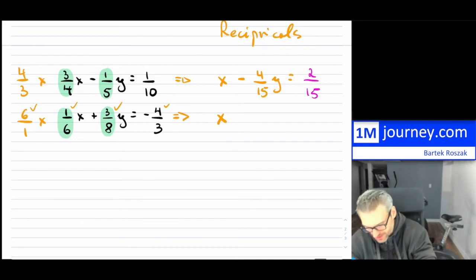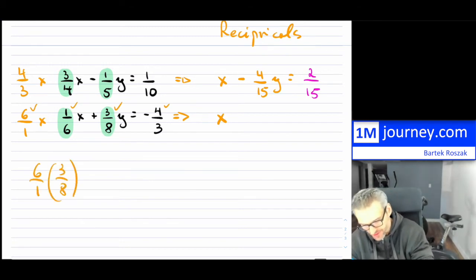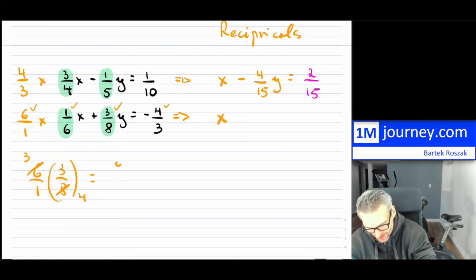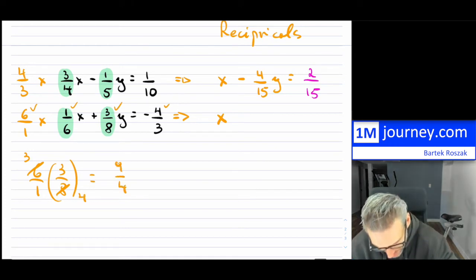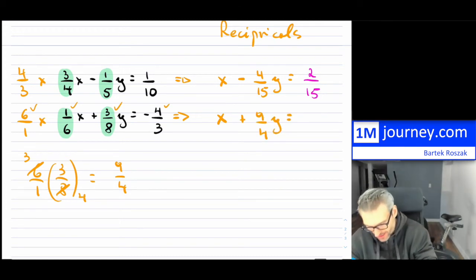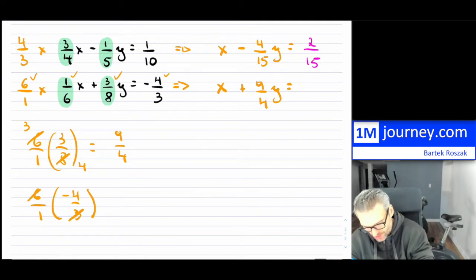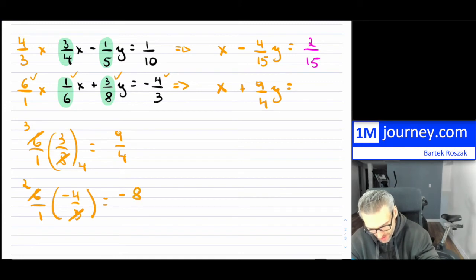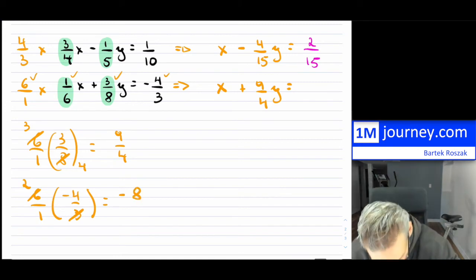Now you have 6. So now it's going to be 6 over 1 times 3 over 8. Let me do that here. Now the 6 and the 8, 2 goes into both. So this is going to be this, and that's going to turn out to be 9 over 4. So that's going to be plus 9 over 4y equals. And then I have 6 over 1 times the negative 4 over 3. So notice the 3 goes into the 6 2 times. So this is just going to be minus 8 over 1, which is just minus 8.